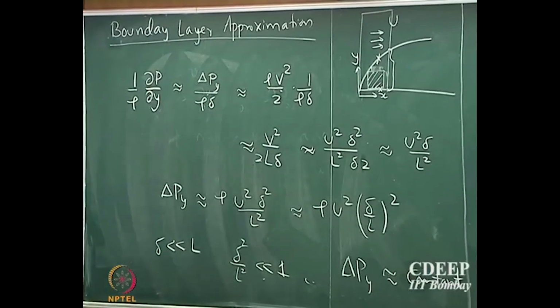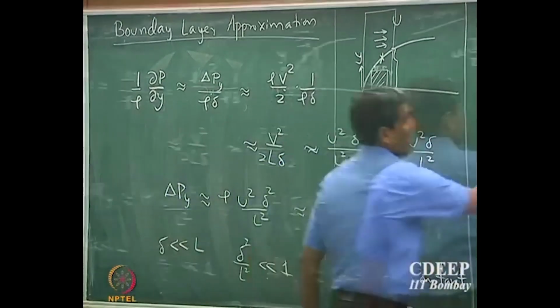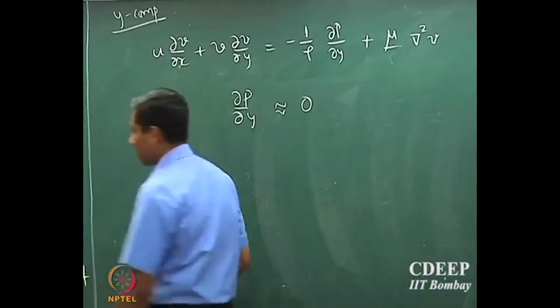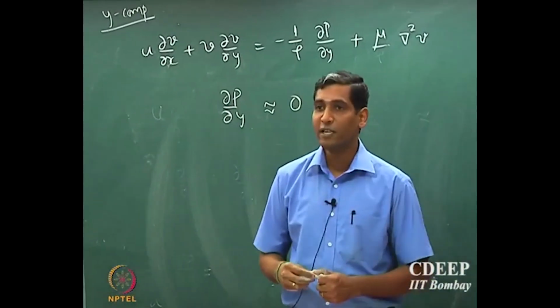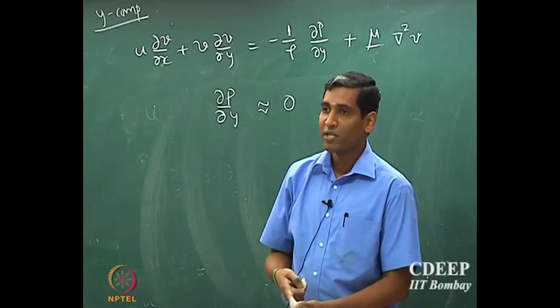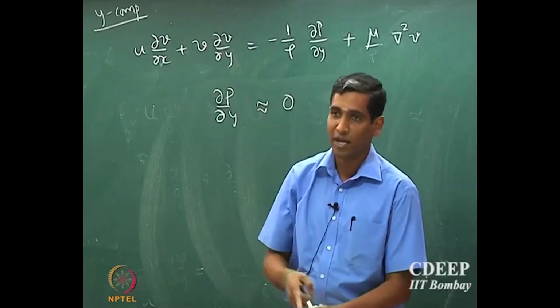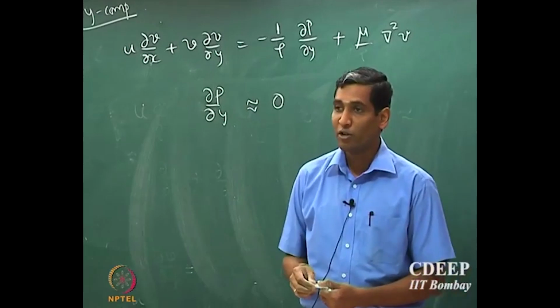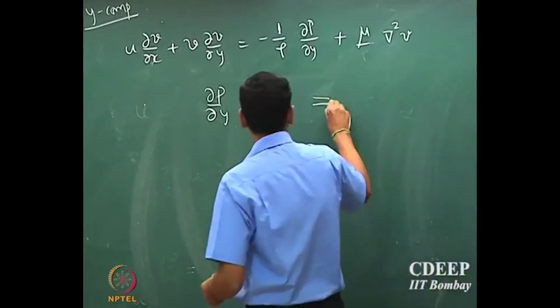the delta P y, the pressure change in the y direction, should actually remain approximately constant, okay. Which means that dP by dy should be approximately 0, okay. So if you expect that the pressure change in the y direction remains constant, then you expect that the pressure gradient is 0, which means that there is no net flow.